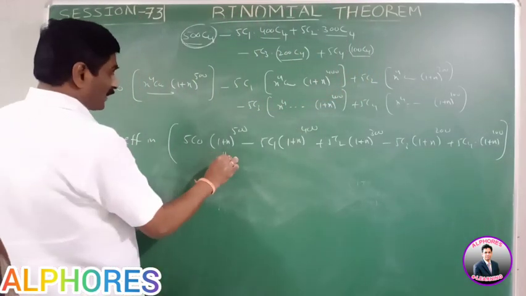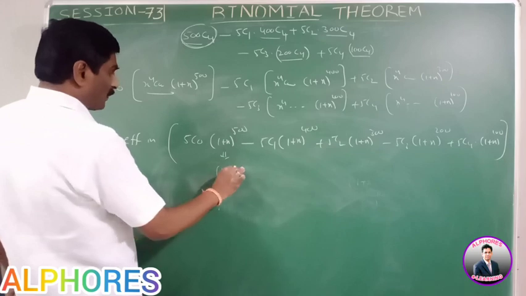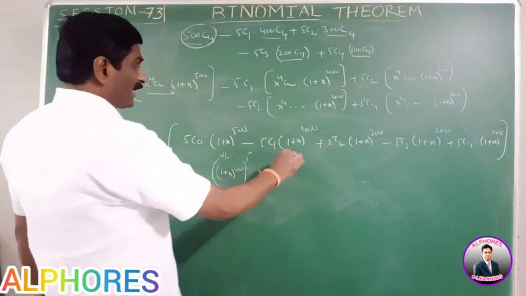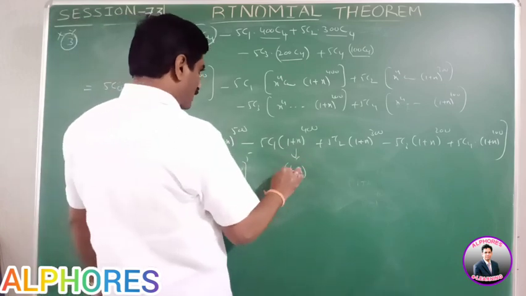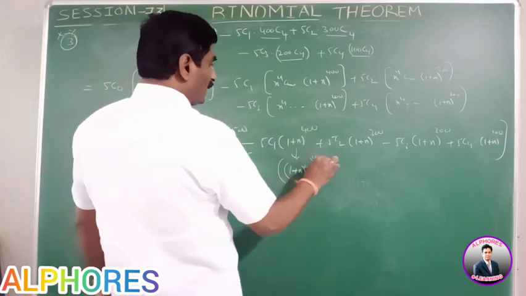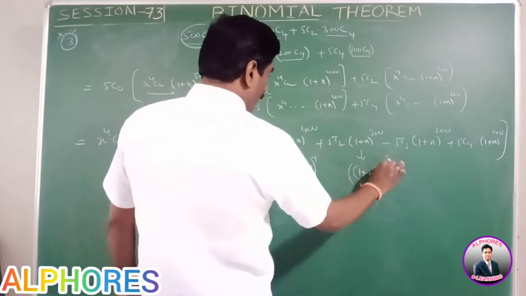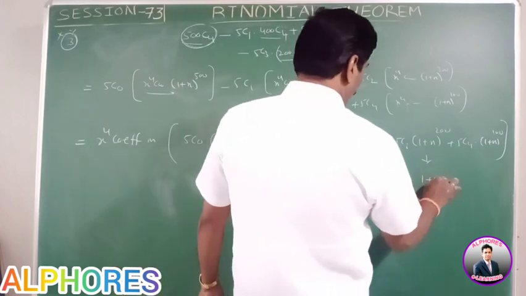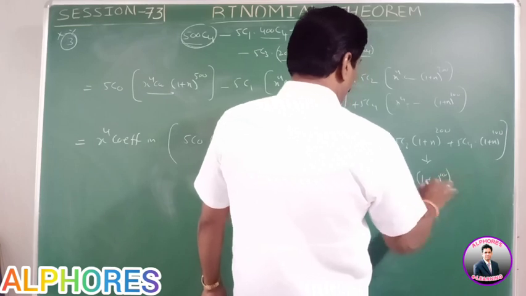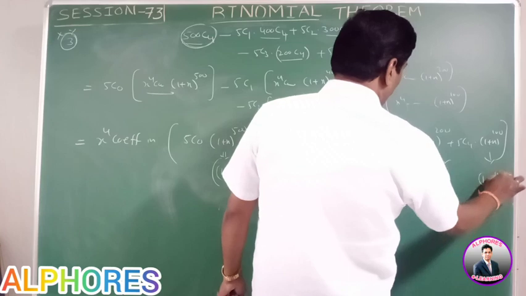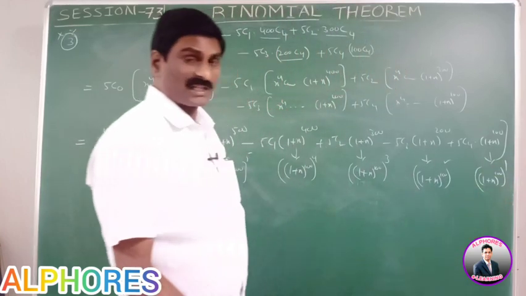This can be reduced into ((1 plus x) whole power 100) whole power 5. Okay, this can be reduced into ((1 plus x) whole power 100) whole power 4. This can be reduced into ((1 plus x) whole power 100) whole power 3. It can be reduced into ((1 plus x) whole power 100) whole power 2. This also reduces into ((1 plus x) whole power 100) whole power 1. Any doubt in this value?